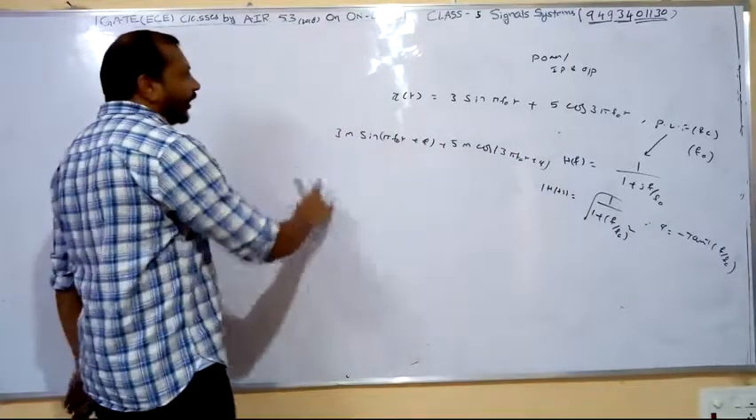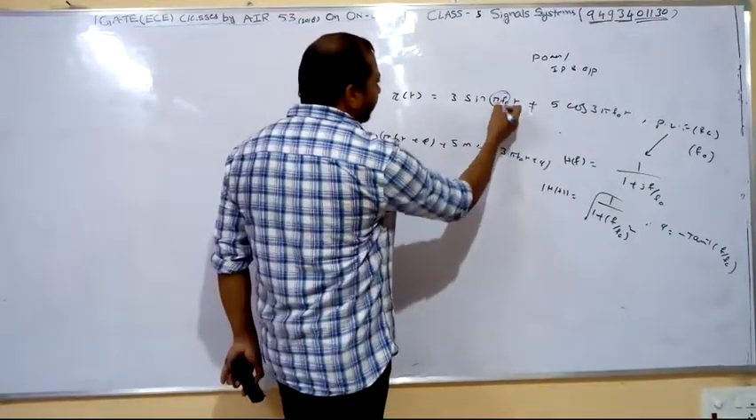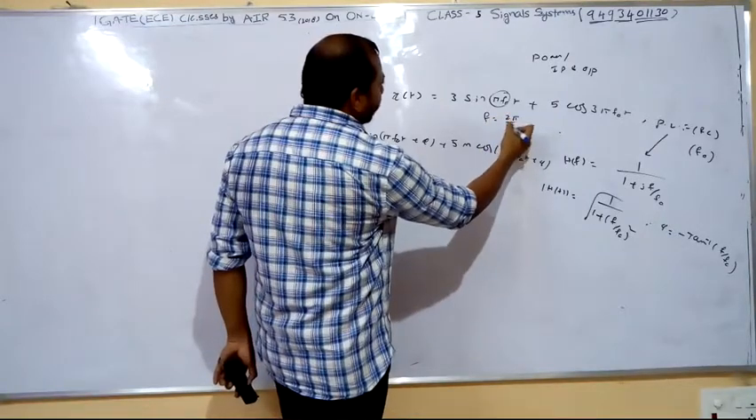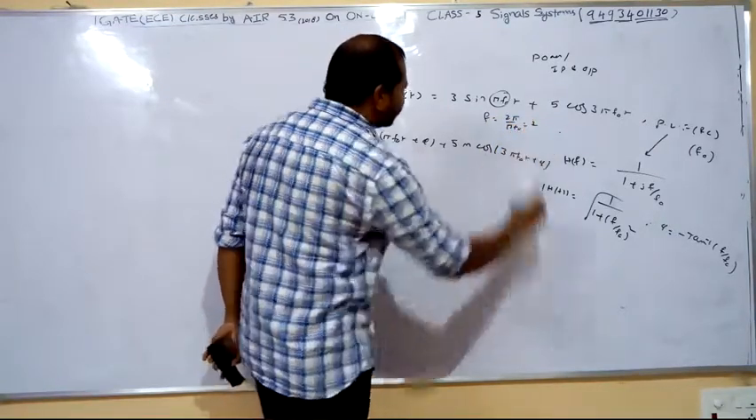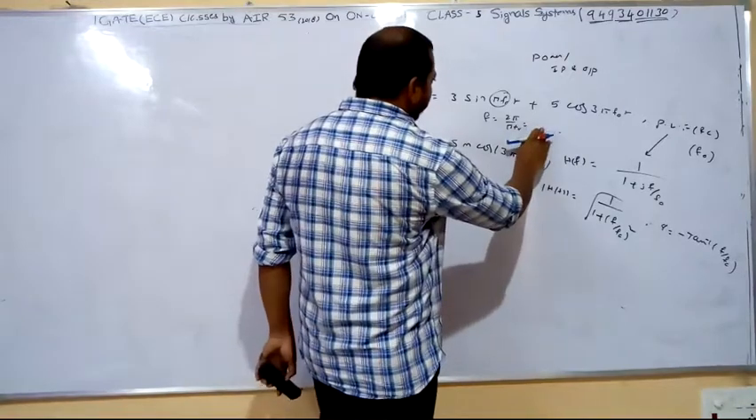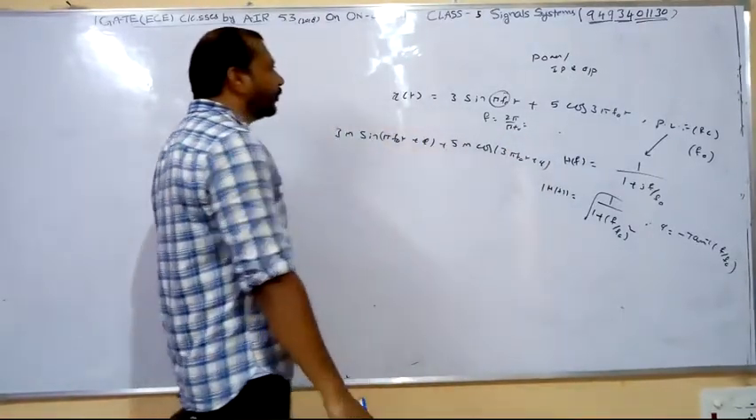So this angle here is equal to omega naught, the corresponding frequency f. 2 pi f is equal to pi f naught.